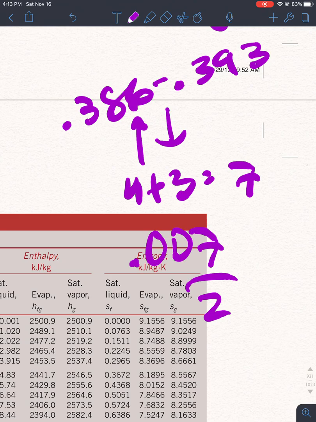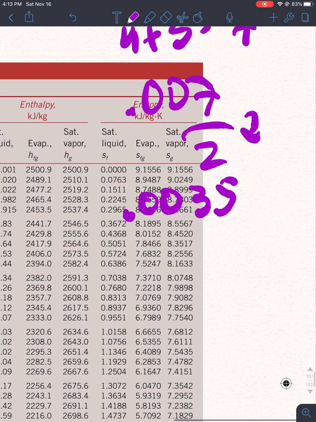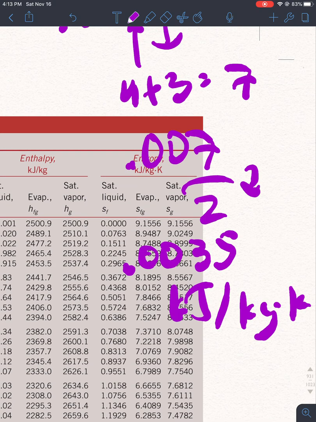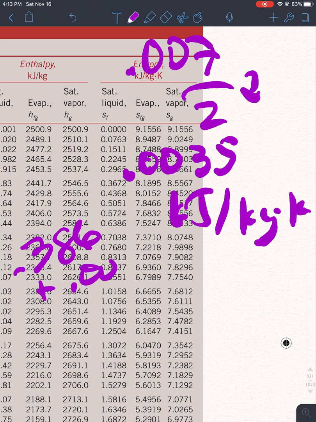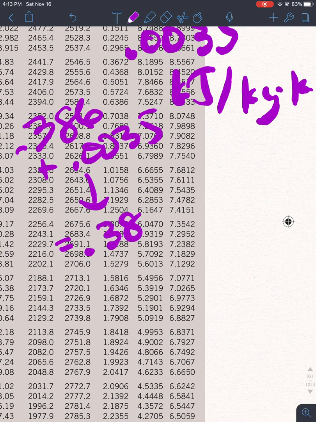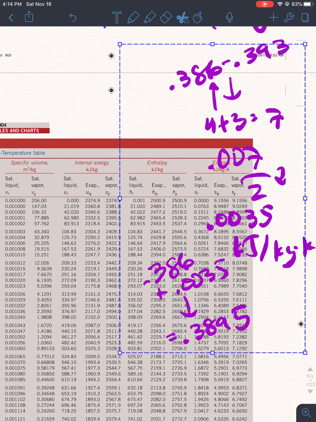So it's 0.007 divided by 2 equals the midpoint, which is 0.0035. And the units are CP, kilojoules per kilogram Kelvin, per Kelvin. So you add that to the lower value, which is 0.386 plus 0.0035 equals 0.3895. You could round that up, I guess. No, you shouldn't round that up. So there. If you want to be more accurate, you do that. Hooray.